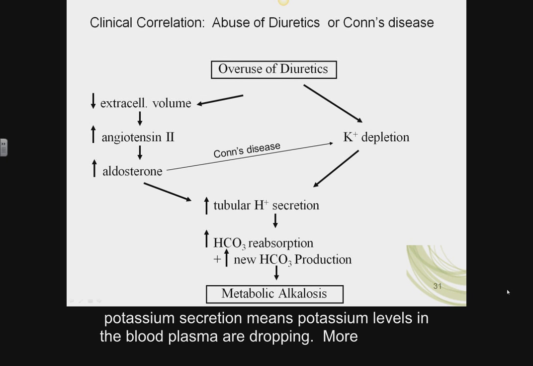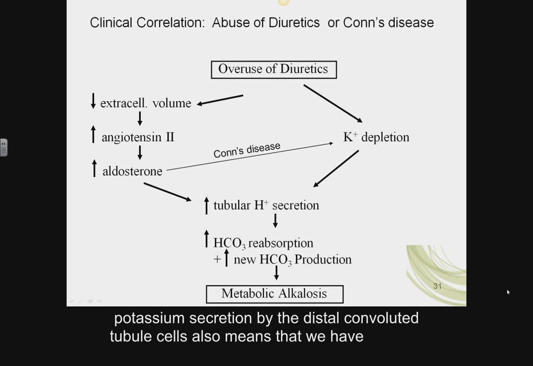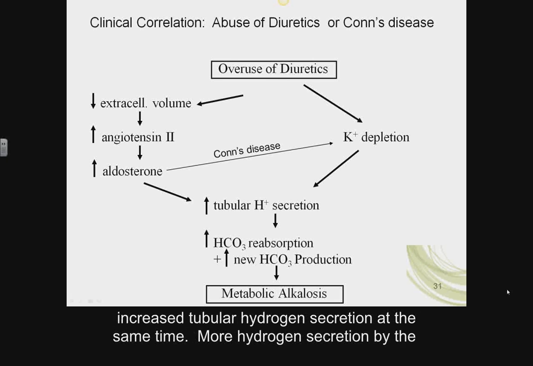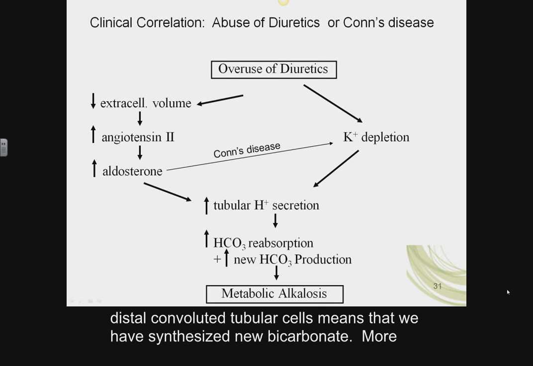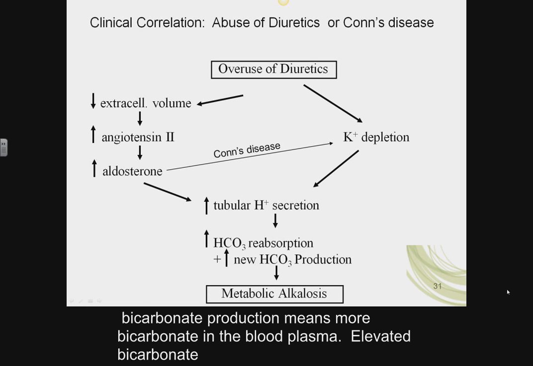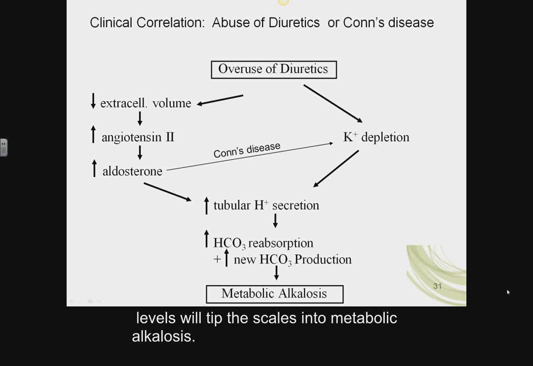More potassium secretion means potassium levels in the blood plasma are dropping. More potassium secretion by the distal convoluted tubule cells also means that we have increased tubular hydrogen secretion at the same time. More hydrogen secretion by the distal convoluted tubule cells means that we have synthesized new bicarbonate. More bicarbonate production means more bicarbonate in the blood plasma. Elevated bicarbonate levels will tip the scales into metabolic alkalosis.